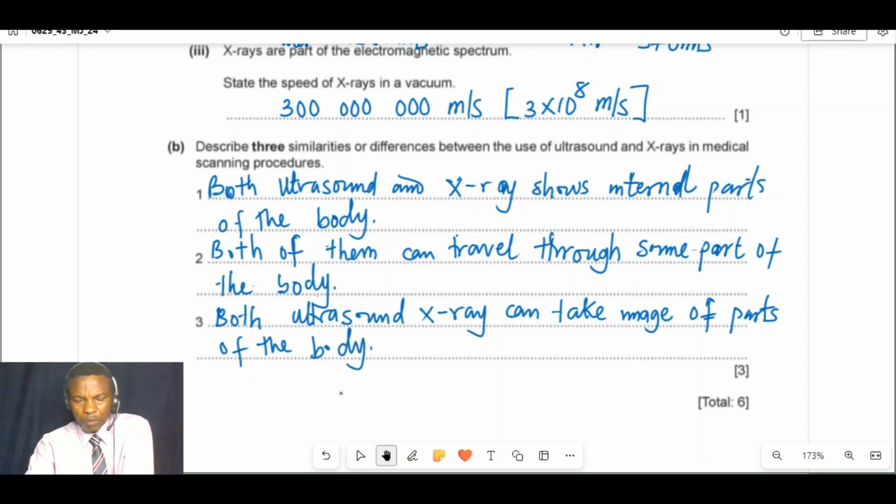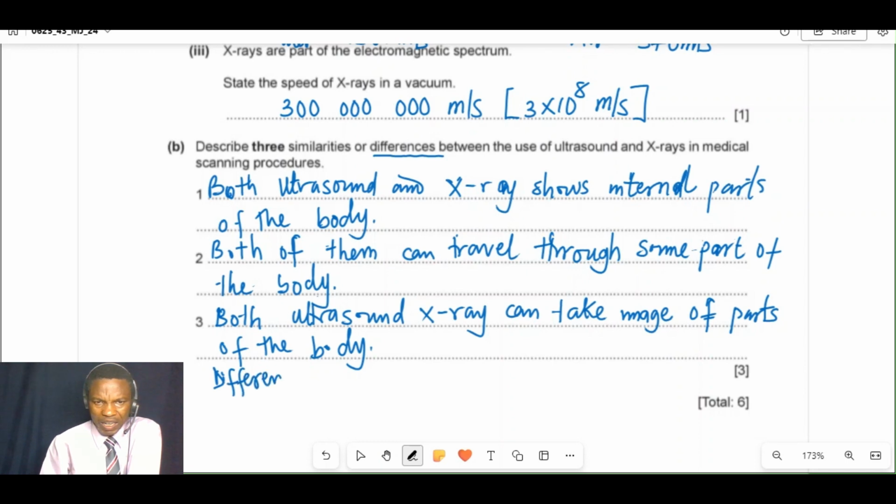Now, the question says describe three similarities or differences. So if you are writing differences, you write three differences, and if you are writing similarities, you write three similarities. I've given you the similarities between ultrasound and X-ray. Now let me give you the differences. What is the difference between X-ray and ultrasound?